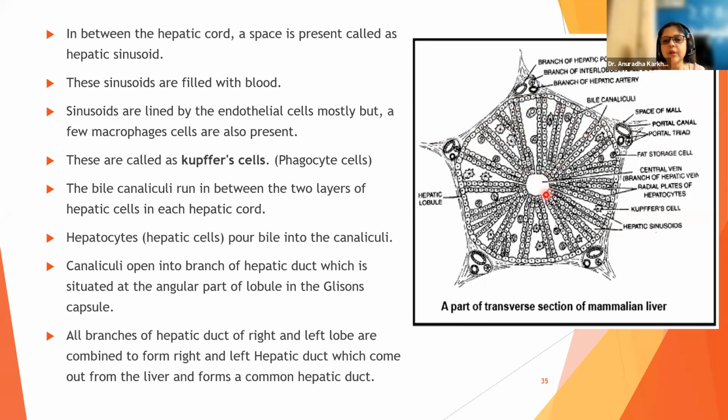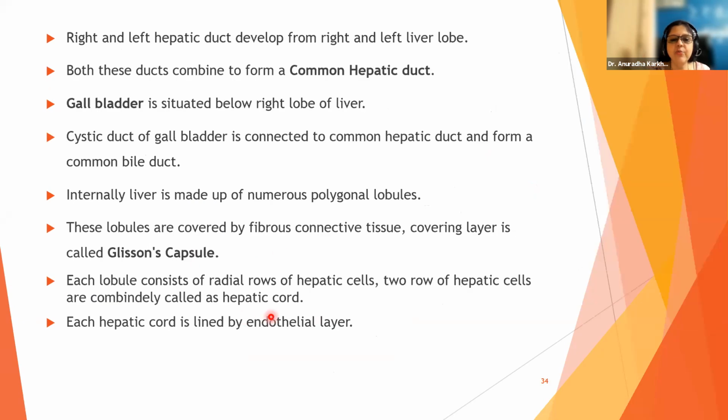Do you see these two layers, two columns of cells, right? So in the same way, each lobule consists of radial rows of hepatic cells. Two rows of hepatic cells combined together are called a hepatic cord. What do we call it? Hepatic cord. Each hepatic cord is lined by an endothelial layer. Try to understand. We are going into much depth of this liver. There are so many lobules present.